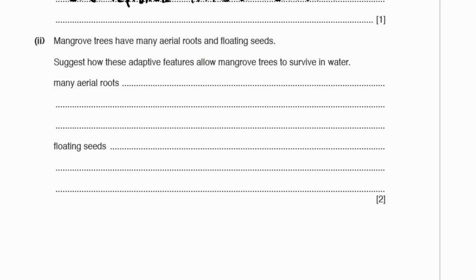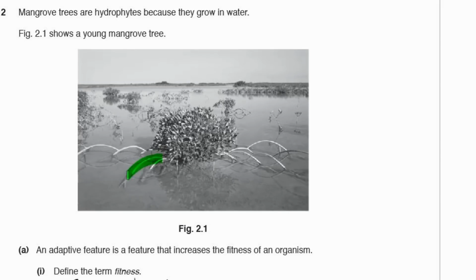B. Mangrove trees have many aerial roots and floating seeds. Suggest how these adaptive features allow mangrove trees to survive in water. So the many aerial roots, those are these structures here that come out from the plant.